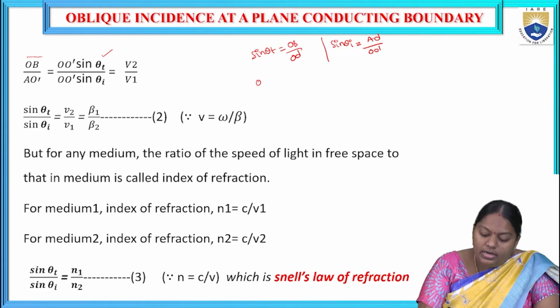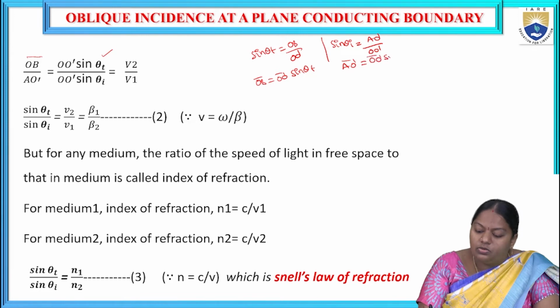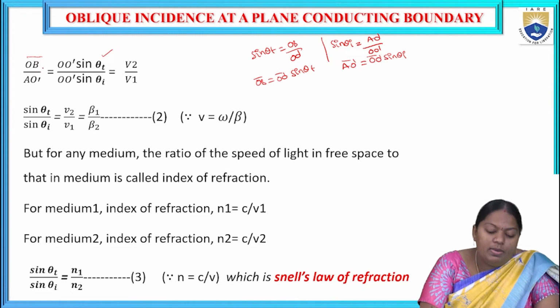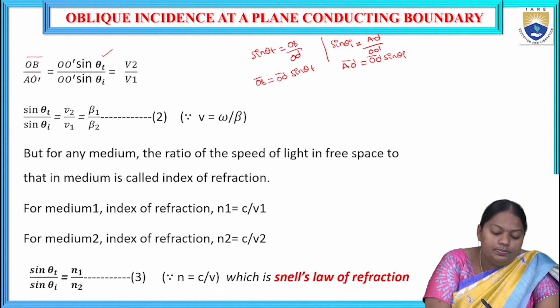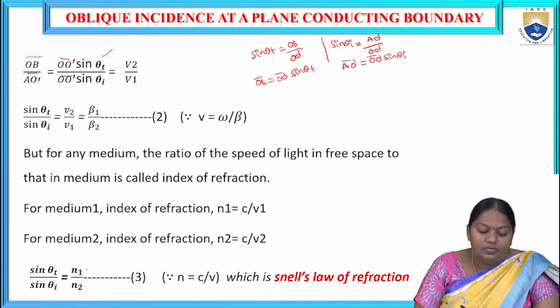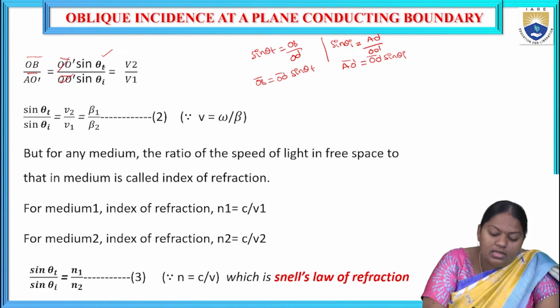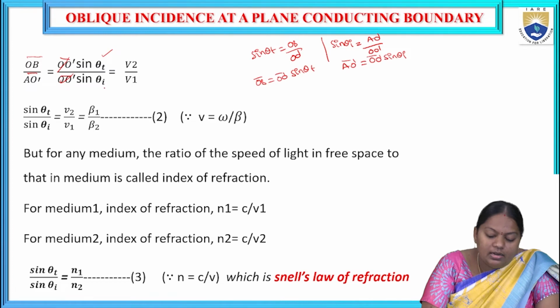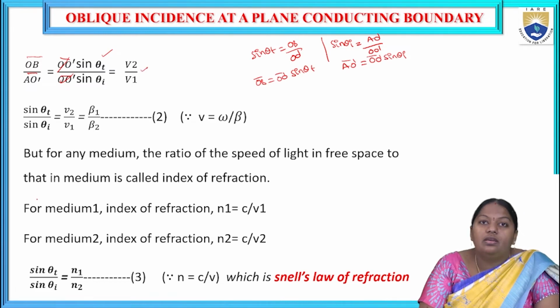From these two, we can write OB bar equal to OO dash bar into sine theta t, and AO dash bar equal to OO dash bar into sine theta I, as we evaluated in the first figure. Now OB bar by AO bar equals OO dash bar into sine theta t by sine theta I. So these two get cancelled, and sine theta t by sine theta I is equal to V2 by V1, from the previous analysis.